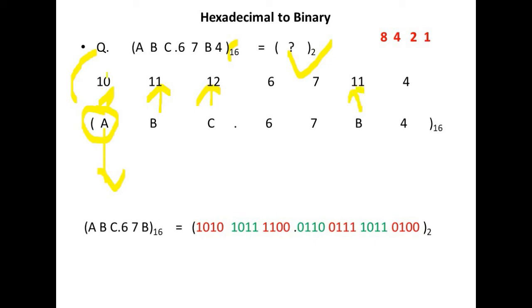So for A we have to think about 10. So here how would we get 10? For 10, 8 and 2 are given.